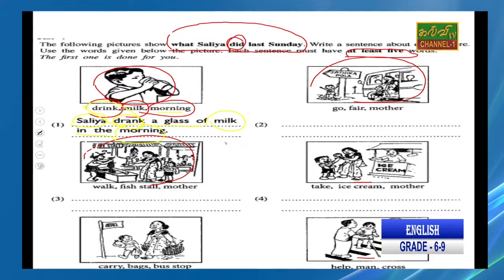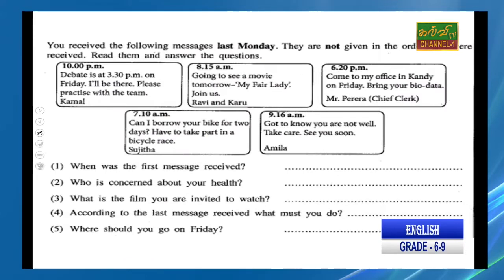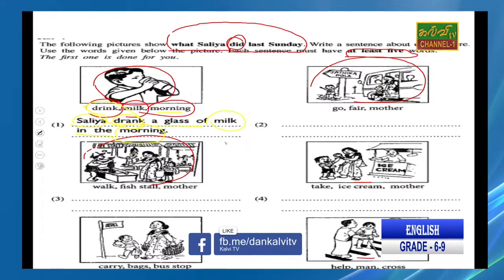They expect at least 5 words from you, but how many words have they provided? Drink, milk, morning. Using these words, you make the sentence. Salia drank, simple past. Drink has been written as drank. Milk has been written as a glass of milk. Morning is written as in the morning. So that is the easy chapter. They have provided many main words, and through these words you can make a beautiful sentence like this.